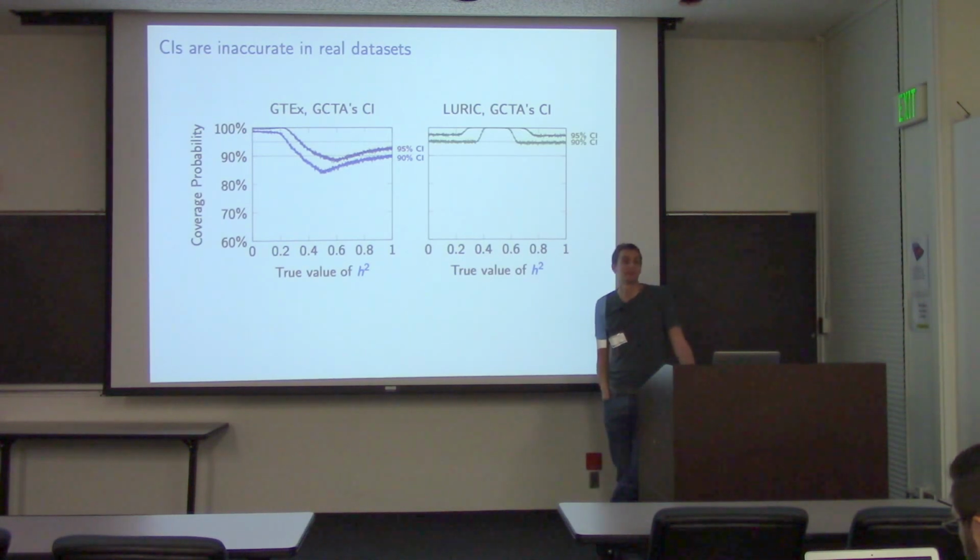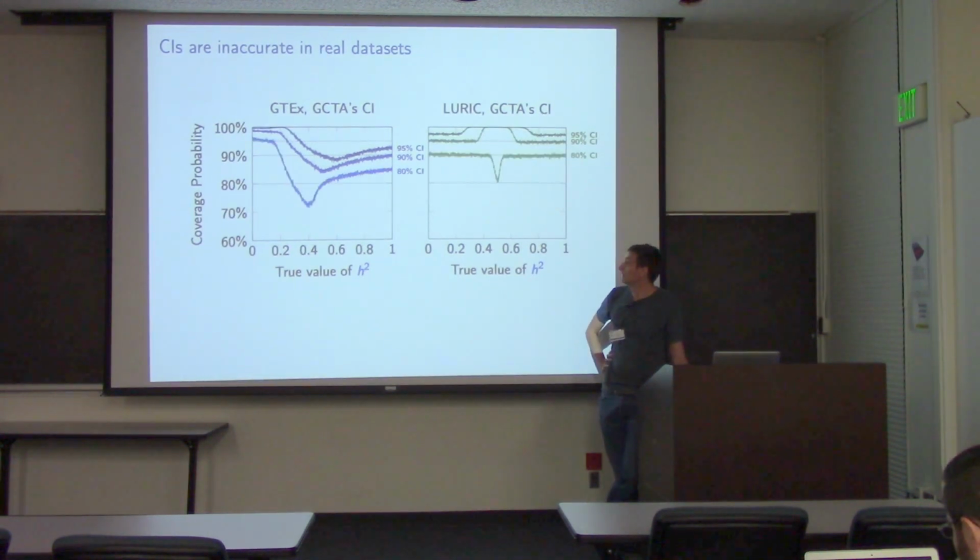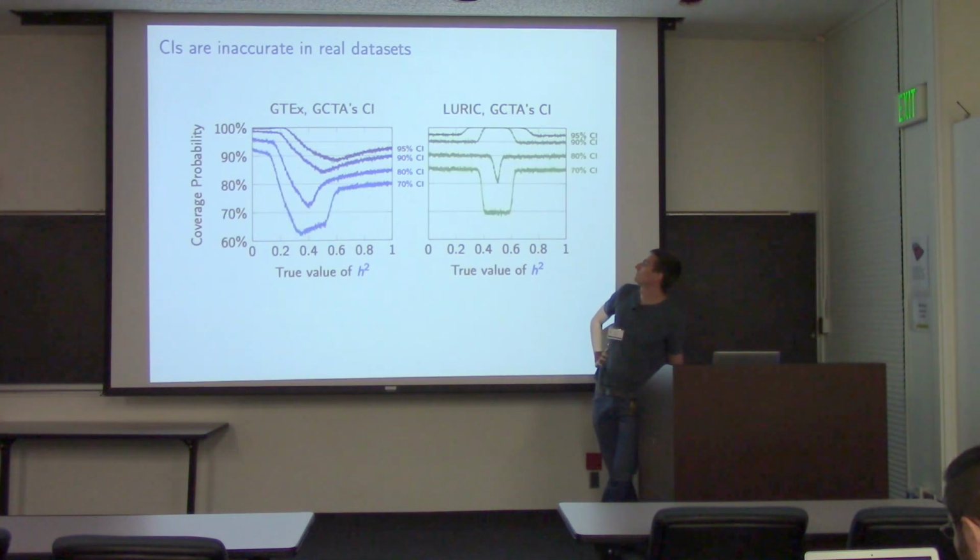Okay, so now we're convinced that the CI construction method of using the normality assumption is wrong in many cases. Oh, here's a couple more slides. I forgot they were here.